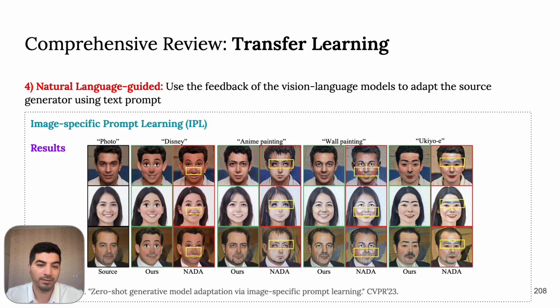For example, when we are adapting from photo to Disney, they mentioned that because NADA always uses a fixed direction, we have some artifacts. For example, all generated samples have the same kind of nose, and this can be mitigated in IPL.